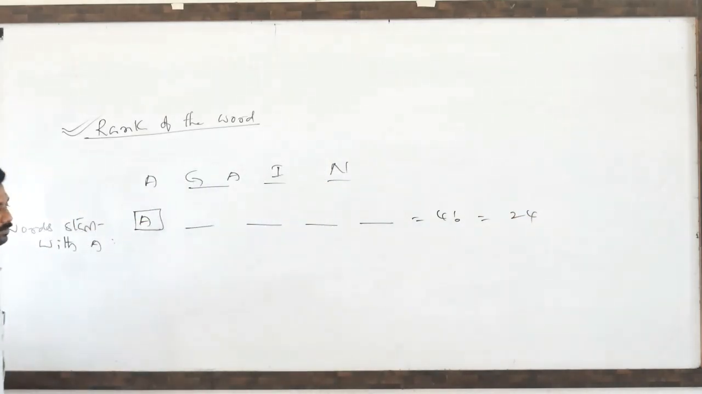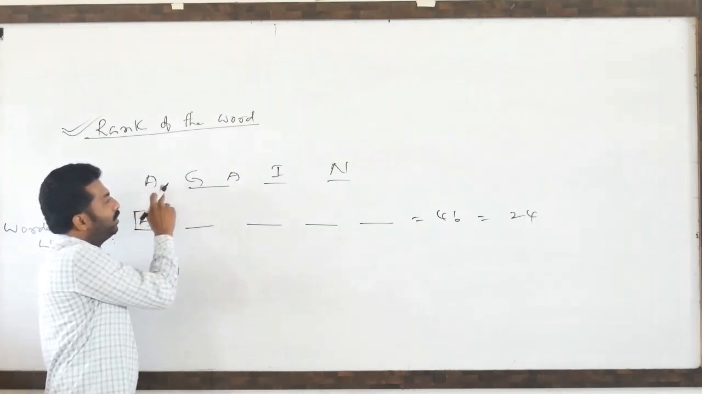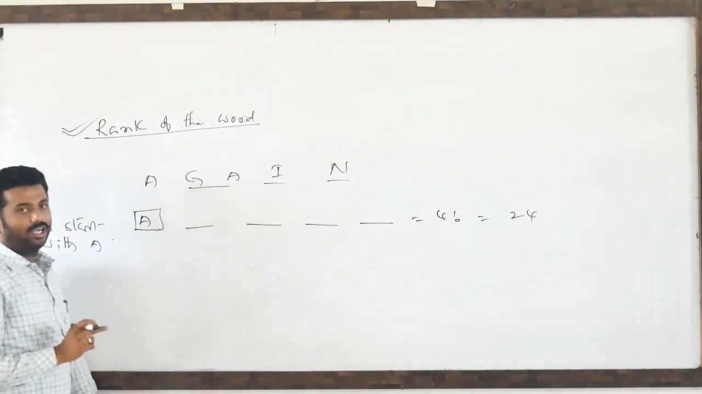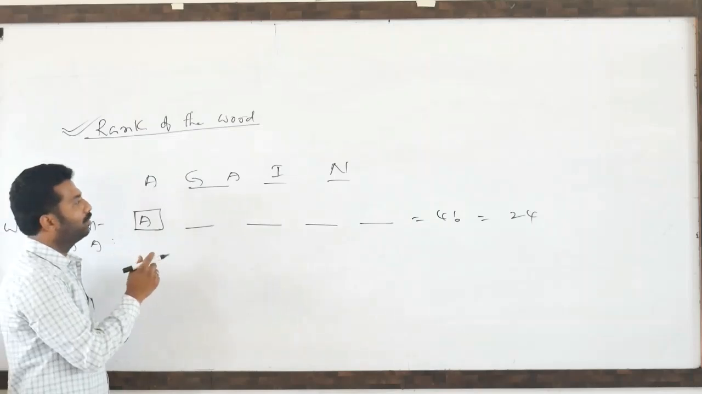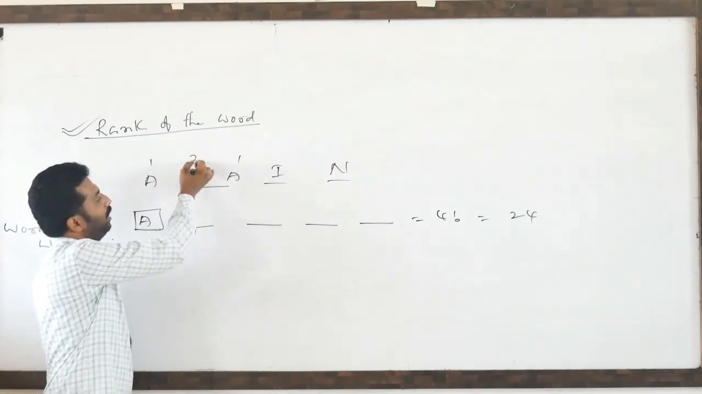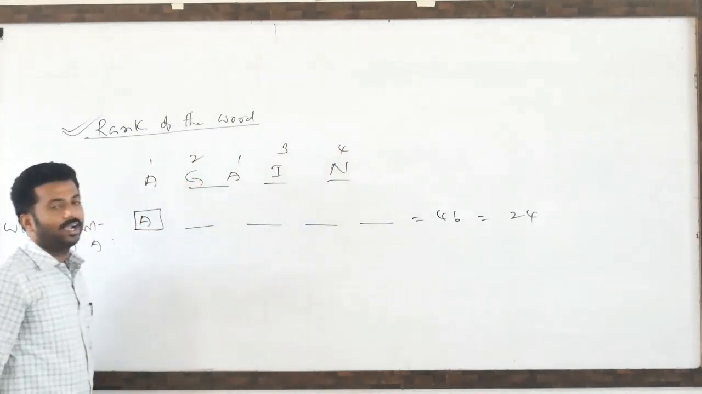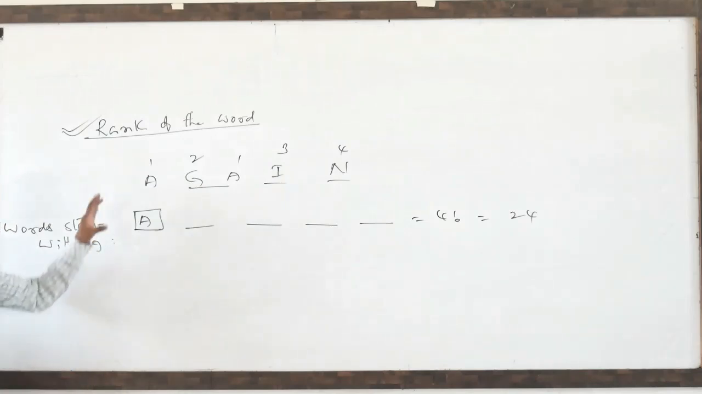Start with A. Next, what comes after A? According to the dictionary, G will come. We have to give the rank according to the English alphabet order. 1 A, B, C, D, E, F, G, H, I, J. So this is the rank, the order of the letters of the word according to the dictionary.